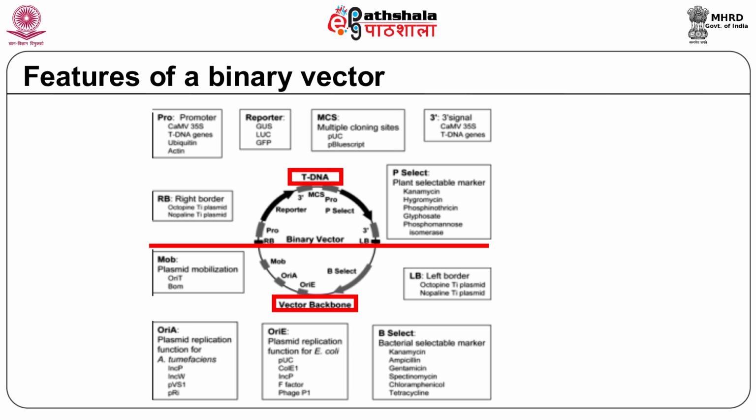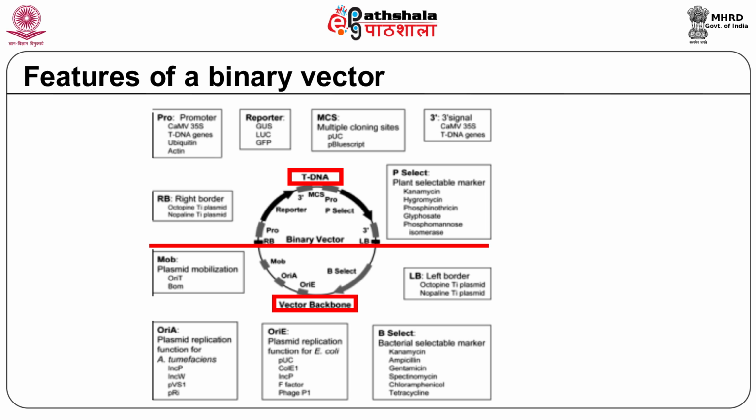Besides, there is a region that promotes mobilization of this plasmid through conjugal transfer between bacteria. There is also a bacterial selectable marker that is driven by a prokaryotic promoter and is used to select bacterial cells carrying the binary vector plasmid.